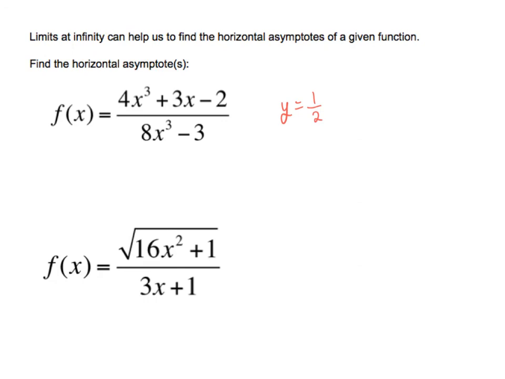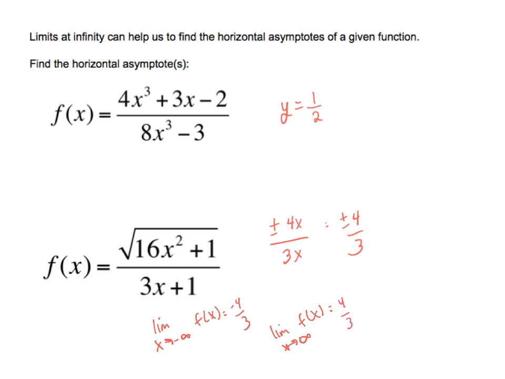Yes is the answer to this, because when I simplify square root of 16x squared, it simplifies to an odd power. It simplifies to 4x. So we need to think about it as plus and minus 4x divided by 3x, which would give us plus and minus 4/3. What we did is we thought about the limit as x approaches negative infinity, which would give us the negative 4/3, and the limit as x approaches positive infinity, which would give us the positive 4/3. So these are your horizontal asymptotes.